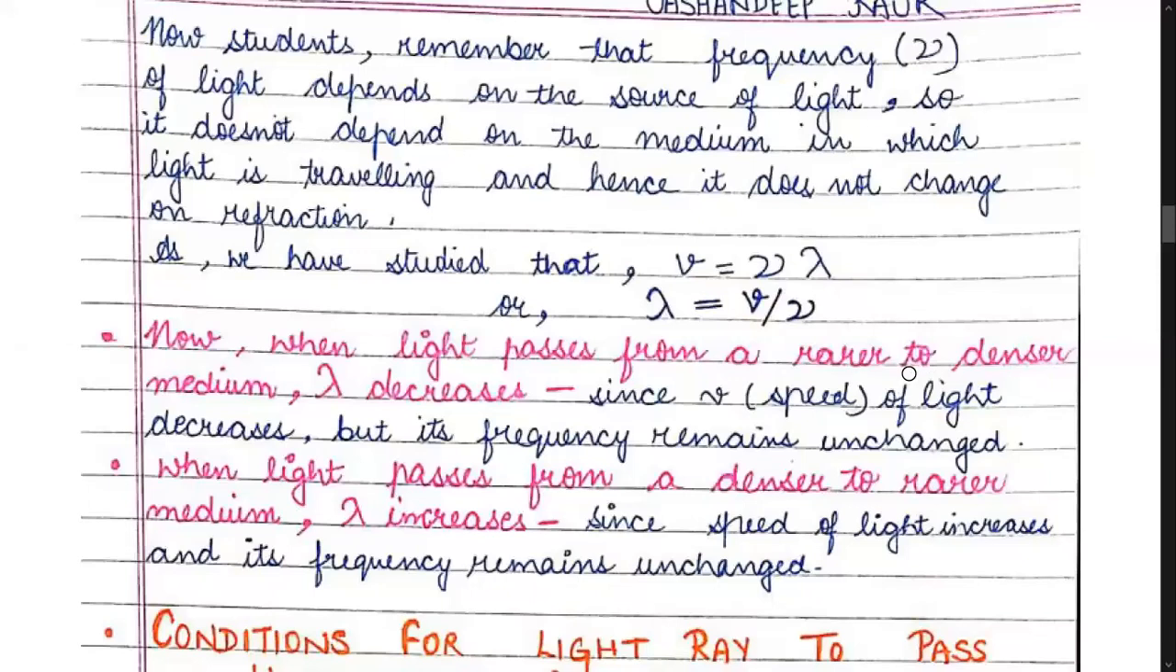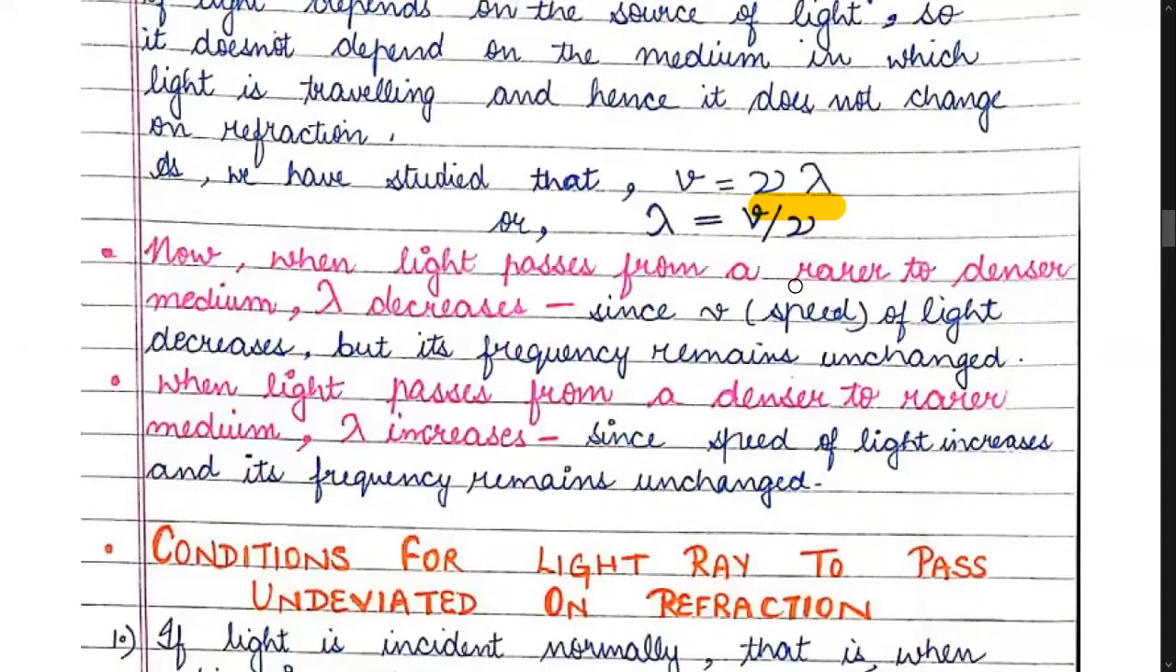As we have already studied in class 9th earlier, velocity is equal to the product of frequency and wavelength. That is, v = ν × λ. So from here, we have λ = v divided by frequency.